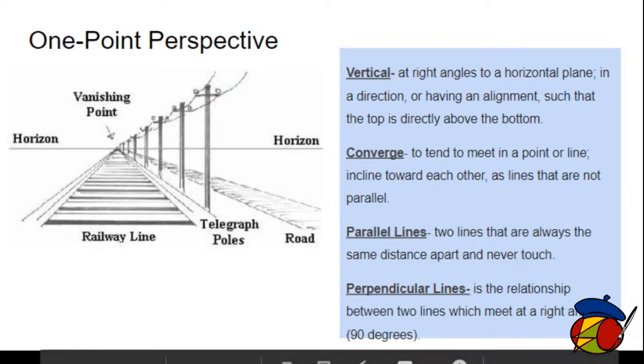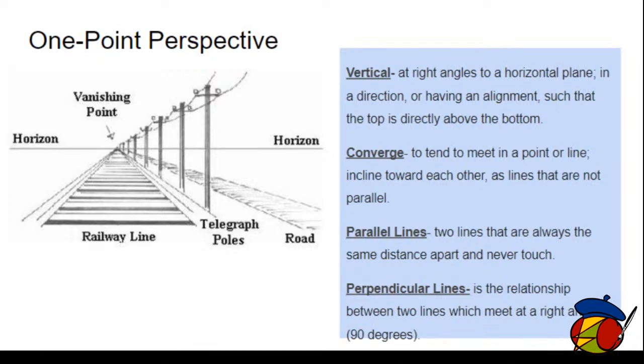Perpendicular lines: the relationship between two lines which meet at a right angle. Again, the telephone pole and the railway line, the railroad ties that tie across, along with the telephone pole, that's a right angle. Now, in reality, not everything is perfect. This isn't a perfect world.